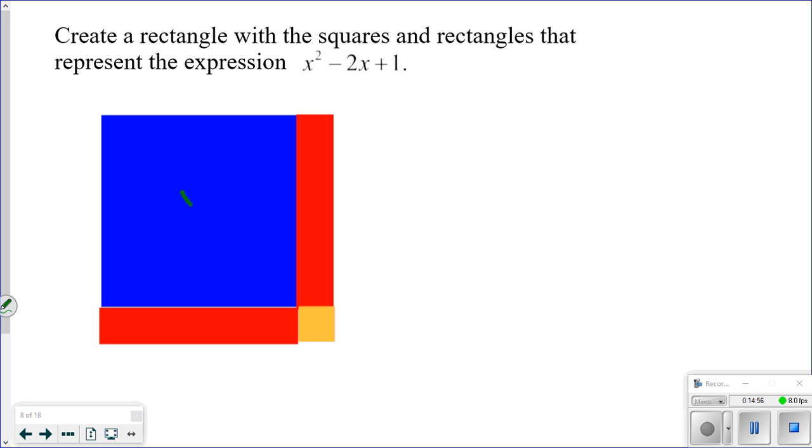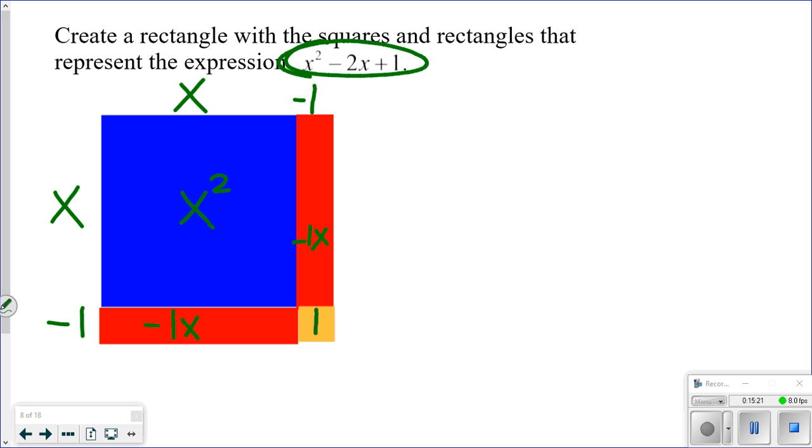Okay, if this is x squared, that means this has to be x times x to get us x squared. All right, and this will be a negative 1 and a negative 1. So if I multiply, I get a negative 1x and a negative 1x. Negative times negative is a positive. So if we were to add these, we would get this trinomial that we were given.